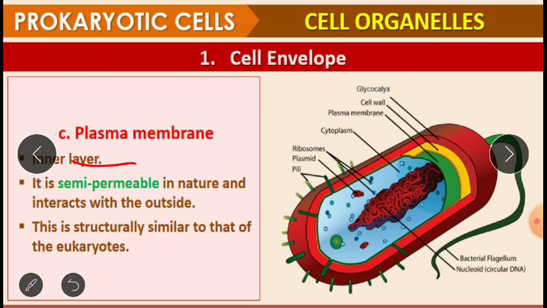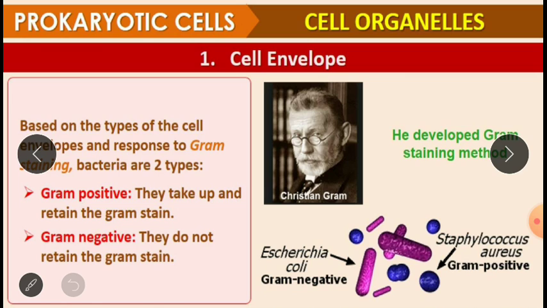It is semi-permeable in nature, which means it allows the entry and exit of certain molecules in and out of the cell. This is structurally similar to that of the eukaryotes. Based on the types of cell envelopes and response to gram staining, bacteria can be classified into two types: gram positive bacteria, which take up and retain the gram stain, and gram negative bacteria, which do not retain the gram stain.